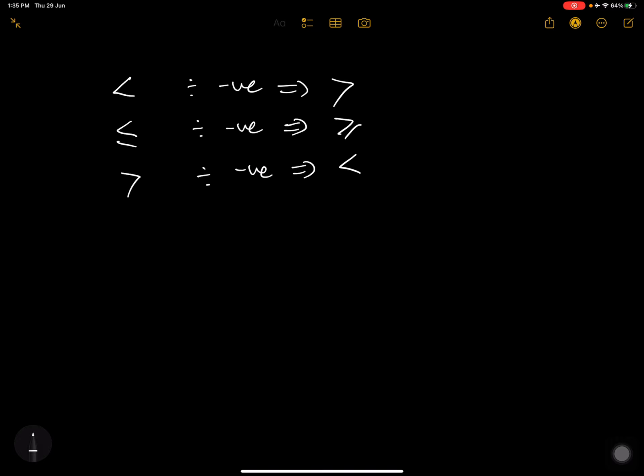So let me quickly put that out there. If you have less than and you divide by a negative number, the sign changes to greater than. If you have less than or equal to and divide by a negative number, the sign changes to what? Greater than or equal to. If you have greater than and divide by a negative number, the sign changes this way. If you have greater than or equal to and you divide by a negative number, it also changes to less than or equal to. I hope this helps.